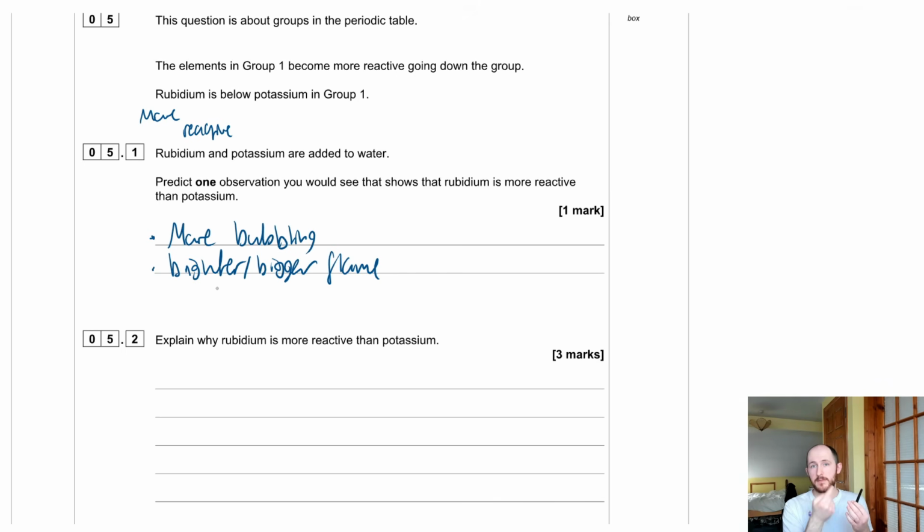It moves around faster. So when you put this in there, when it's reacting, it's being pushed around. So rubidium would move around faster. You can say it explodes. So I mentioned that rubidium explodes and potassium doesn't. You could say rubidium will disappear faster, so the reaction will be over a shorter amount of time. You could also say it melts faster or anything like that.